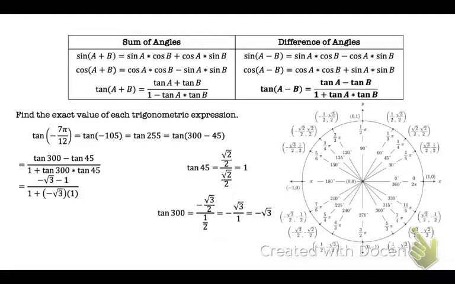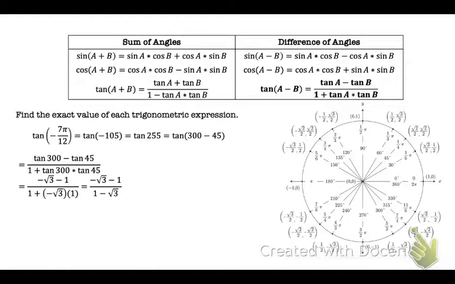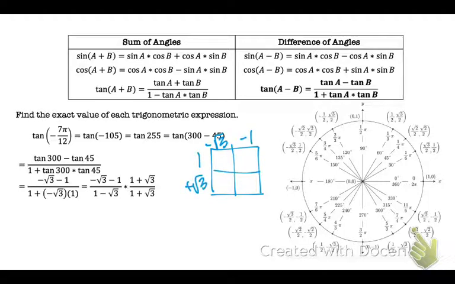So this is going to be negative square root of 3 minus 1 over 1 plus negative square root of 3 times 1, which is negative square root of 3 minus 1, and then 1 minus the square root of 3. So I'm going to rationalize, multiply both sides by 1 plus the square root of 3. Let's just use boxes again. So then here we have negative square root of 3 minus 1, 1 plus the square root of 3. That's negative square root of 3, negative 1, negative 3, and negative square root of 3. So that's negative 4 minus 2 square roots of 3.